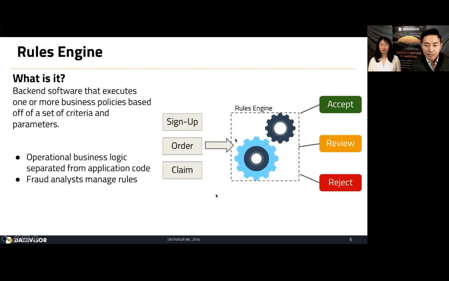They separate the business logic from the application code, making it nice for somebody who's like a fraud analyst to manage building rules themselves. So in this image that you see here, it's like some form of event, you know, it could be like a sign up, a product sale, or insurance claim, is run through a rules engine, and the rules engine decides whether or not to take one of three different actions: either accept, reject, or potentially escalate to a human for further review.